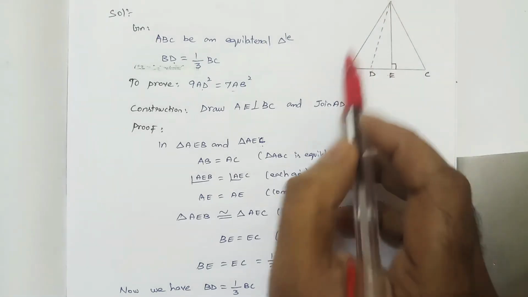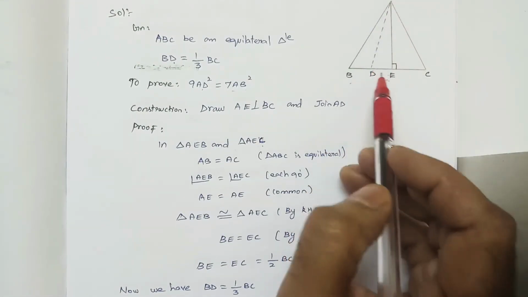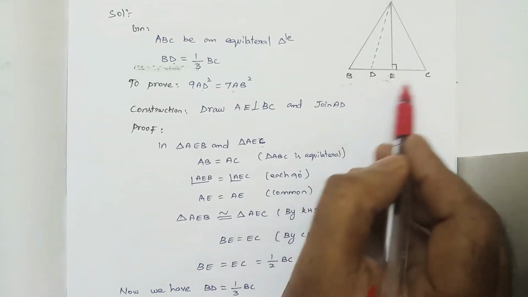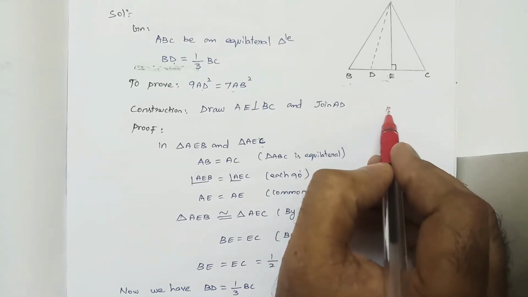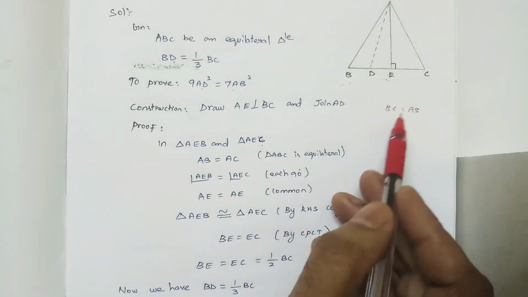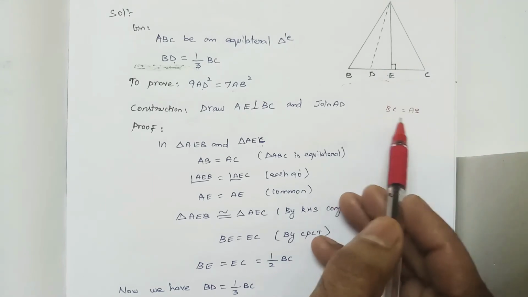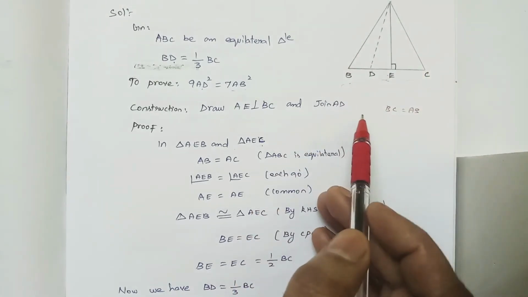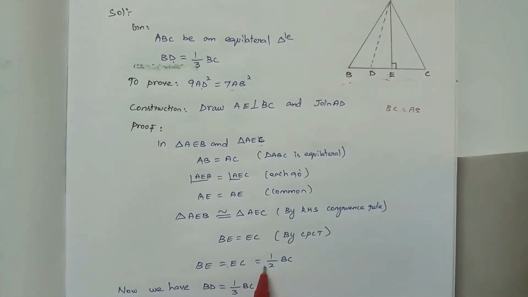In right triangle ABE, we have the side BE. In right triangle ADE, we have DE. I'm converting this BE and DE in terms of BC. Why? Because we already know that BC is equal to AB. If we convert in terms of BC, whenever we need it in terms of AB, we can directly convert, because ABC is an equilateral triangle and all the three sides are equal. So BE is equal to EC is equal to 1 by 2 of BC.